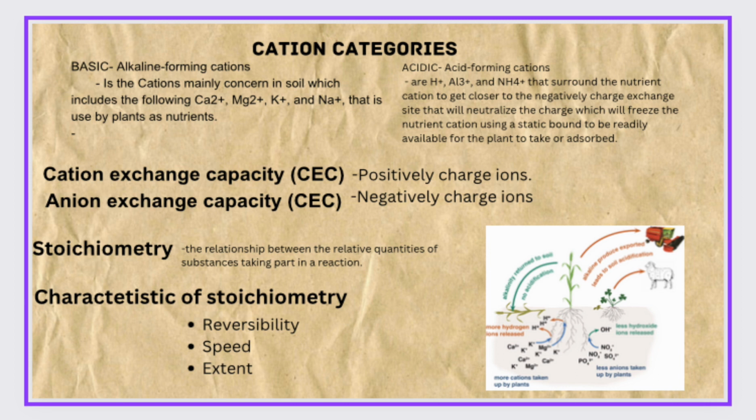Since I have mentioned stoichiometry, which is known as the process of cation exchange reaction, for you to know more about it, I will present its characteristics, such as reversibility because it is an equilibrium reaction, speed since it involves extremely rapid counter-reactions, and extent because it only depends on the amount provided by the principal factors, which include concentration of the replacing cations, relative replacing power of cations, and relative adsorbability of cations. This frees the nutrient cation of its static bond and it can be taken up by a plant.